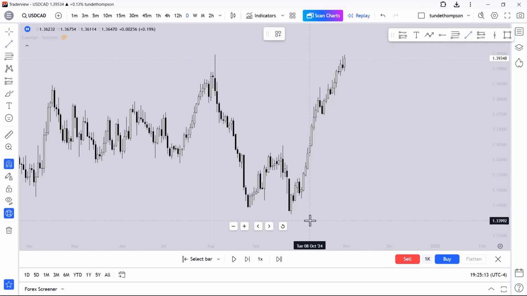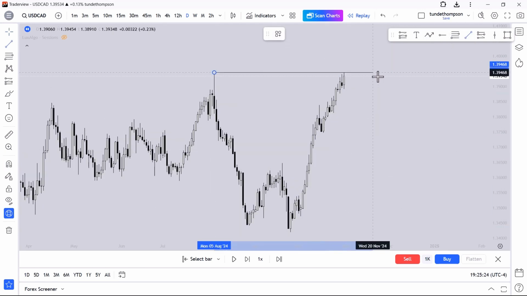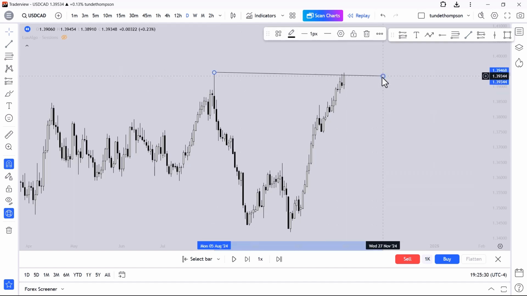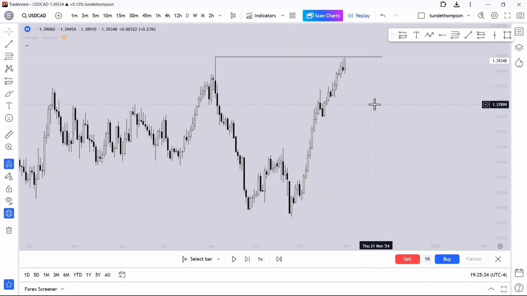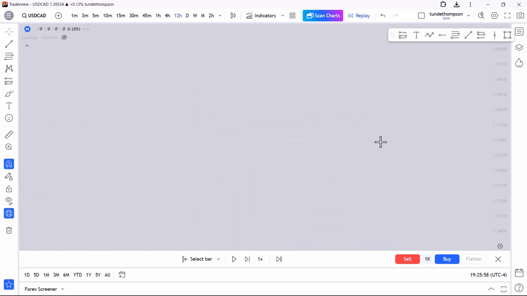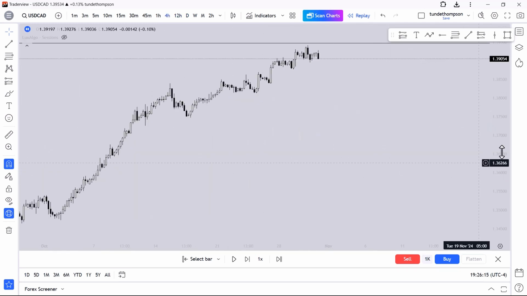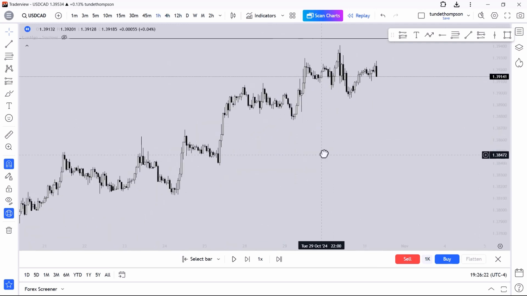This is USD CAD, and the first thing I did was to identify my trend, which is an upward movement, and also we have an external liquidity, which is a buy side liquidity that the market is approaching already. I went to the 12-hour time frame to see if there is anything interesting, but I noticed that the lows are being respected and the highs are being taken out.